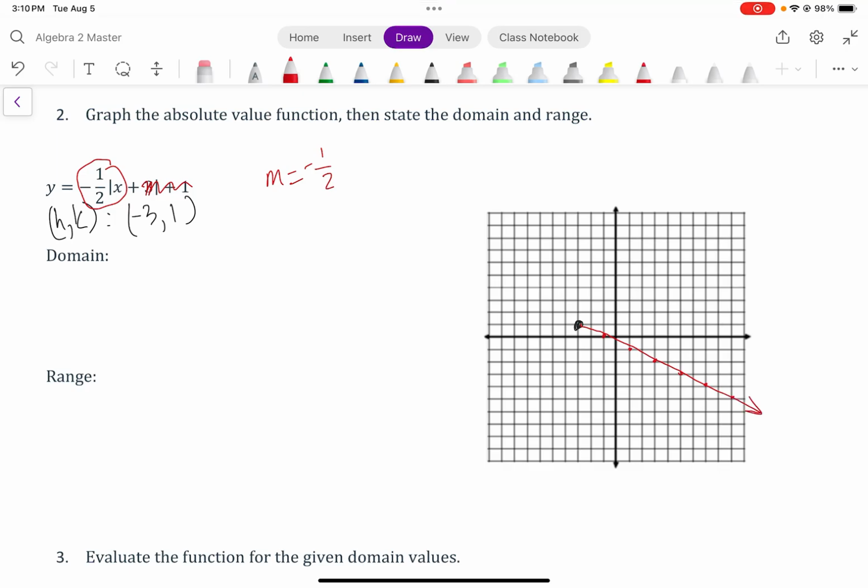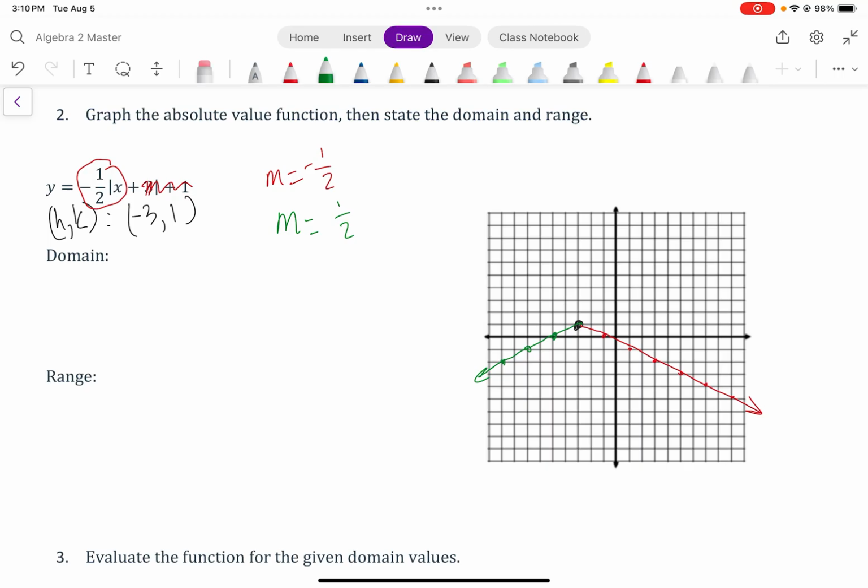Now, I should be able to recognize that since my a value is negative, it should be opening down, which means I should have something going this direction. Well, that means I'm just going to take my slope and change it from a negative to a positive. Well, instead of going up and to the right, because that's not going to make my V shape, I'm going to go down 1, left 2 to get my graph.